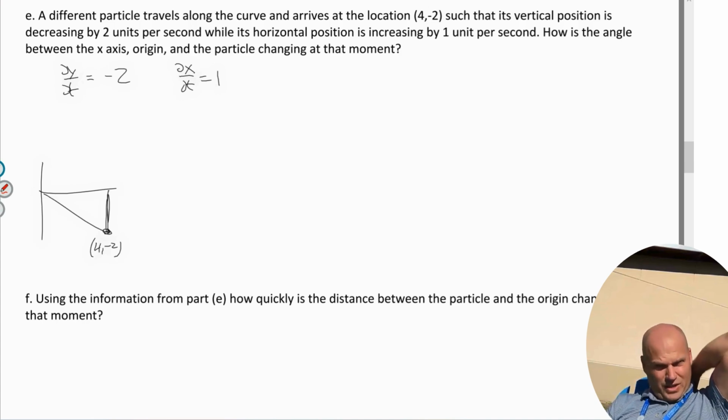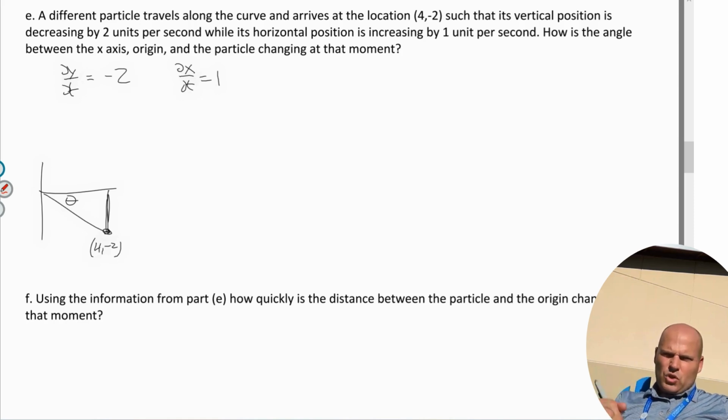And I'll tell you what I discovered earlier is that we might have to consider this y to be a negative y. But I think it might work out because I have the point with negative 2, but we'll see. Okay, so we get to this point, and we want the angle between the x-axis, the origin, and the particle changing at the moment when dy/dt and dx/dt are negative 2 and 1 respectively, and I'm at this point.